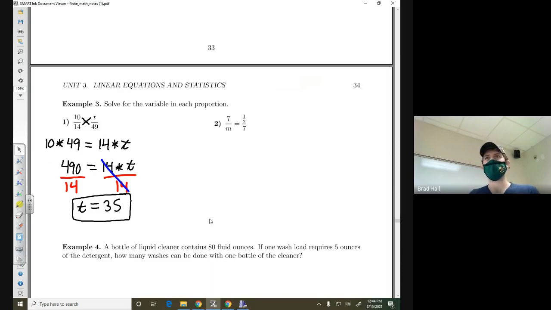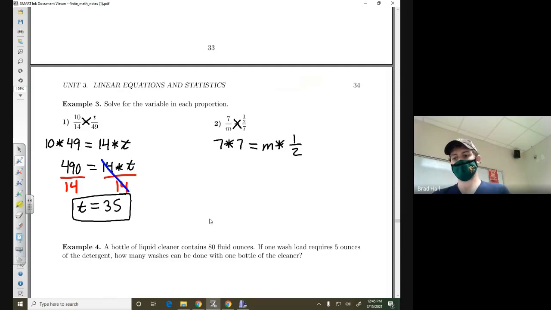Do we change anything about it? Say no, we still cross multiply. It's just the things that we are multiplying together. So let's be careful about this. 7 times 7 is equal to m times 1/2. It just so happens that the thing that m is multiplying to is a fraction of its own. So that's the first step. That's the cross multiplication. It didn't clear out all the fractions, but it made it, well, a lot nicer to work with.